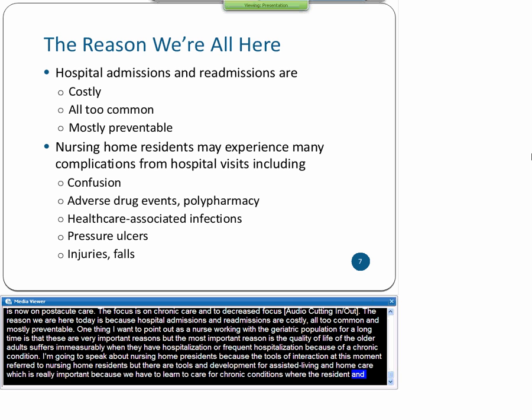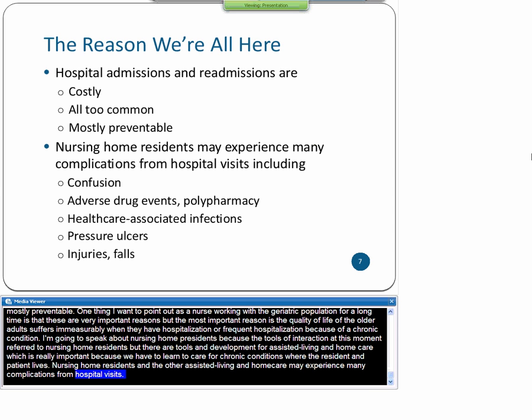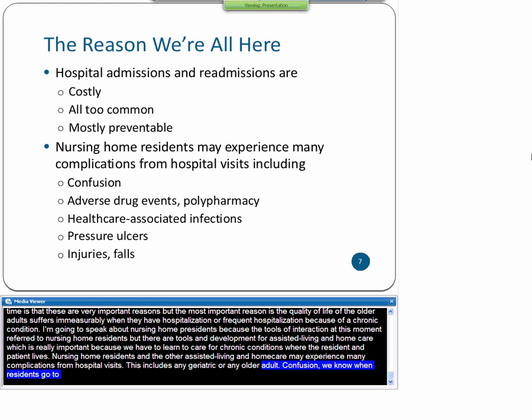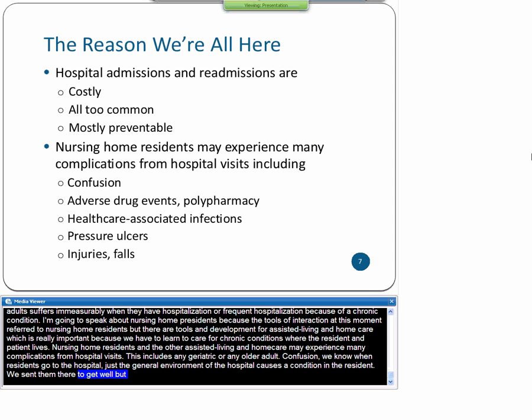Confusion. We all know that when residents go to the hospital, just the general environment of the hospital causes an iatrogenic condition in the resident. We send them there to get well, but for some reason they get sicker. And this is a very important consideration because of several things that happen to a resident when they're admitted.